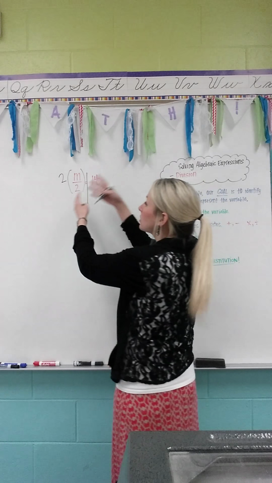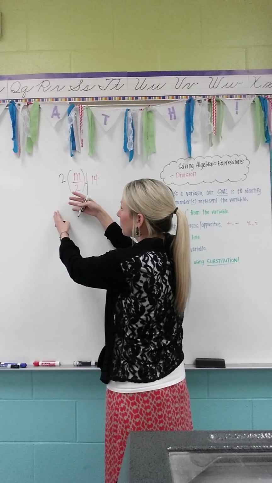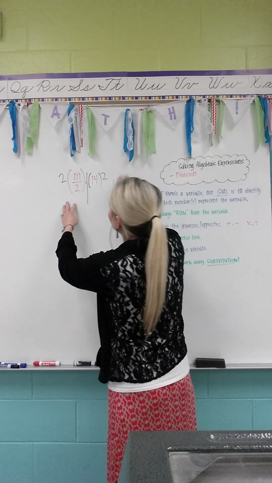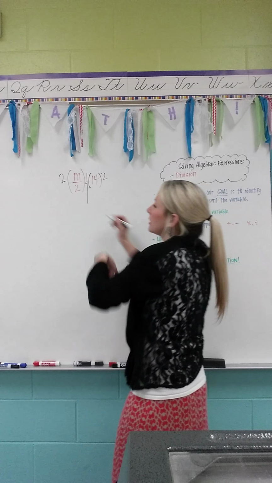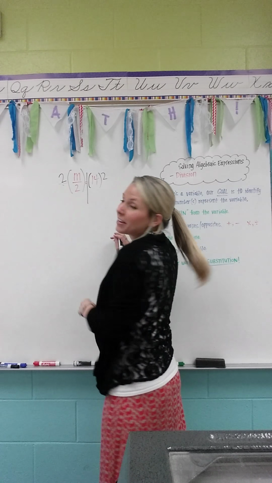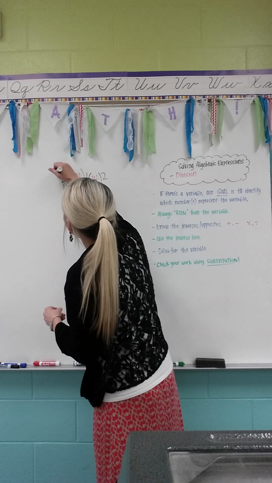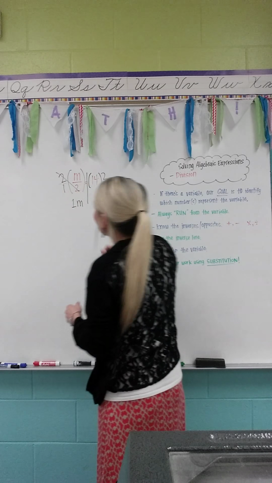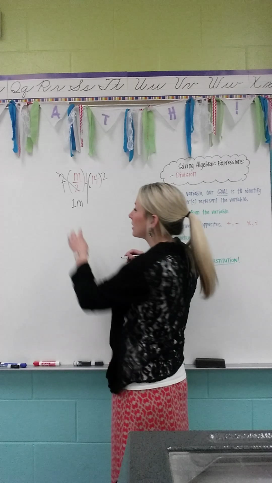And if I multiply the left side of my equal sign by 2, I also have to multiply the right side. So 2 is the same thing as 2 over 1. So this is going to cancel out, leaving me with 1m. Alright, and 1m is the exact same thing as m.